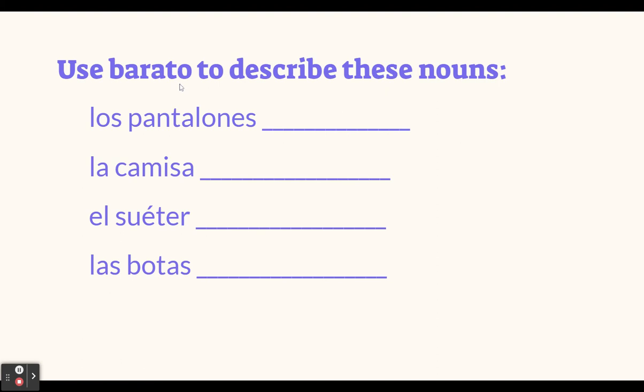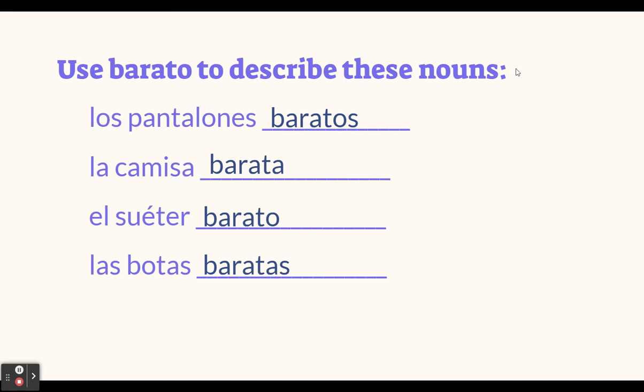So we're going to use barato, it ends in an O, to describe the nouns. Los pantalones baratos. La camisa barata. El suéter barato. Las botas baratas. So notice that we have changed these endings to agree with what type of noun we have.